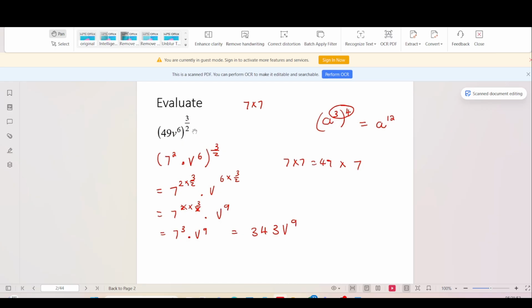Because the 6 and 2 will cancel, which will give us 3, and 3 times 3 is 9, right? This is what we have.